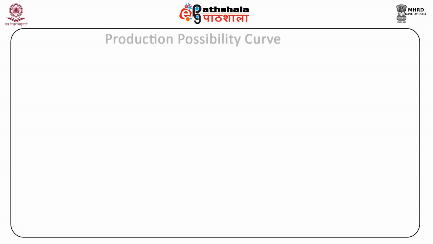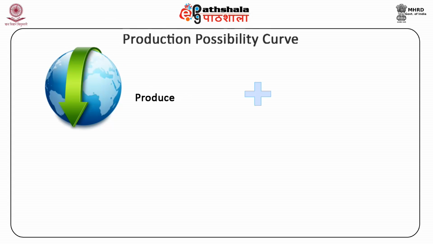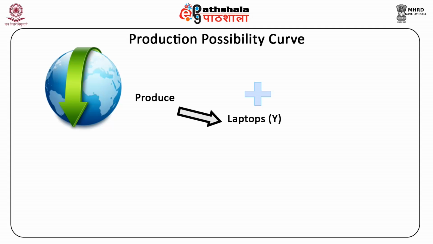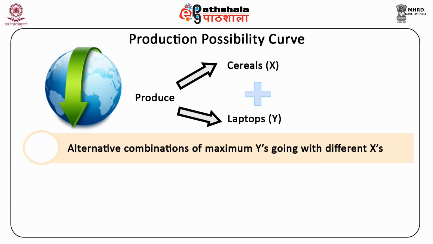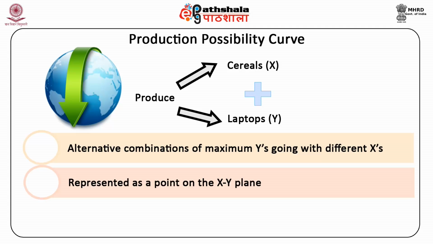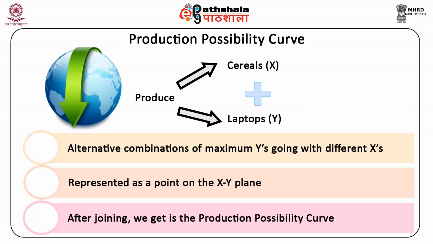Let us have a table of alternative combinations of the maximum number of laptops Y that can be produced along with a certain amount of cereals represented by X or vice versa. That is, we have a table of alternative combinations of maximum Y's going with different X's, or combinations of maximum X going with different Y's. Each such combination can be represented as a point on the xy plane. Let us join them. What we get is the production possibility curve, also known as the production possibility frontier.